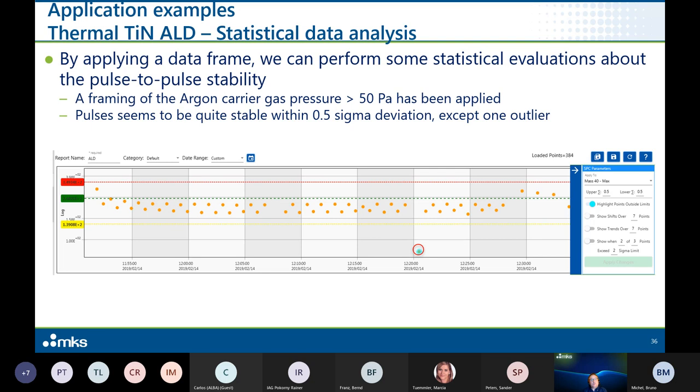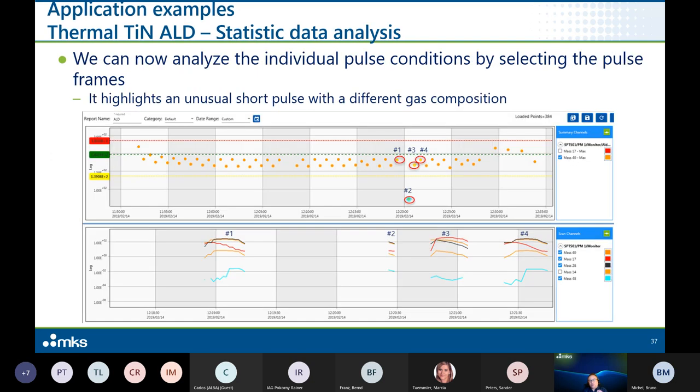And if you go one step further and we look really at the raw signals of these outliers, we see here that at this second pulse and in this section of four pulses, we had a different gas composition. So there was something on your pulsing system not working correctly. And it really gives you the benefit that you can achieve by data framing and analyzing framed data.